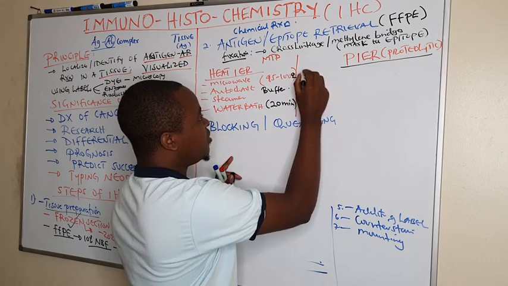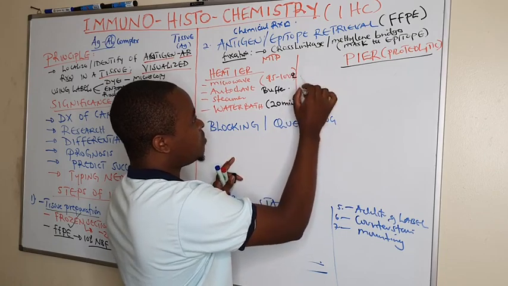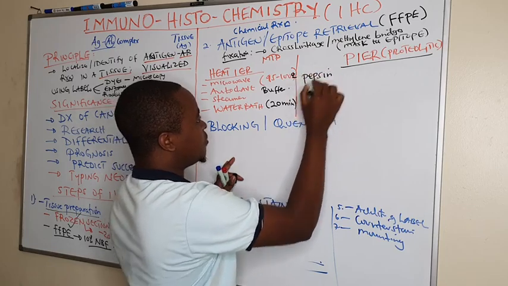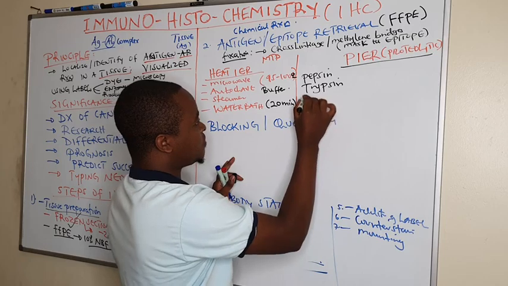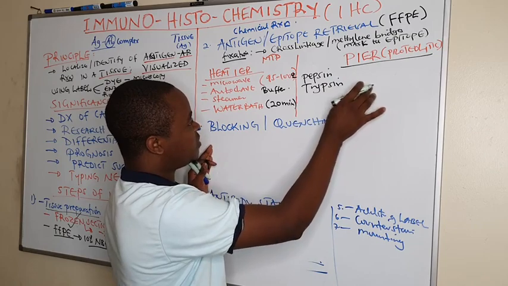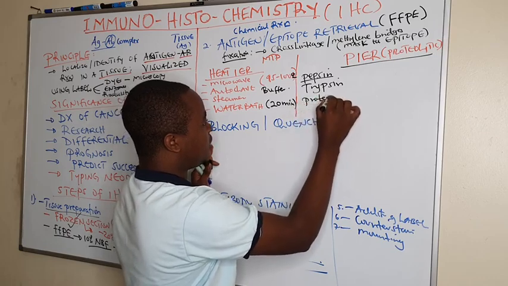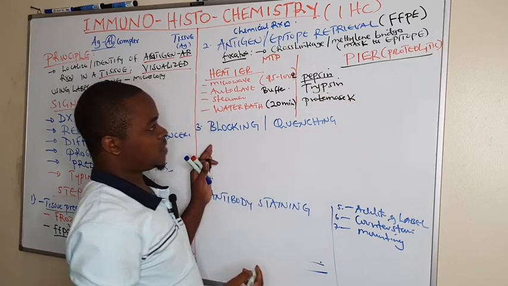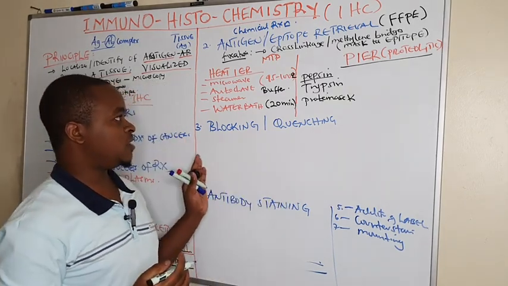For antigen retrieval, we are going to use proteases like pepsin, we can use trypsin, and proteinase K can be used. These are the major ones which are being used to retrieve the antigen.